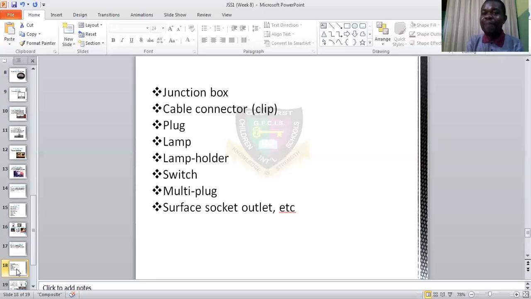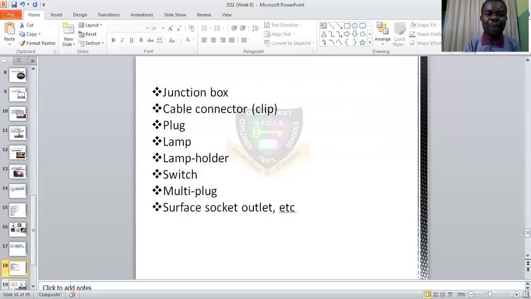The clip is the cable connector. That one is used to hold cable to the wall. Then the plug is where you fix the cable to the socket because you don't want it to be naked and have problems. The lamp is the bulb we're talking about. The lamp holder is used to hold the lamp. Switch, I've talked about the switch. Then the multi-plug, you have them at home. You can put plenty of plugs on one particular one. The surface socket outlet, the one you draw out, where you can put your things. These are some of the examples and their uses I've just explained.